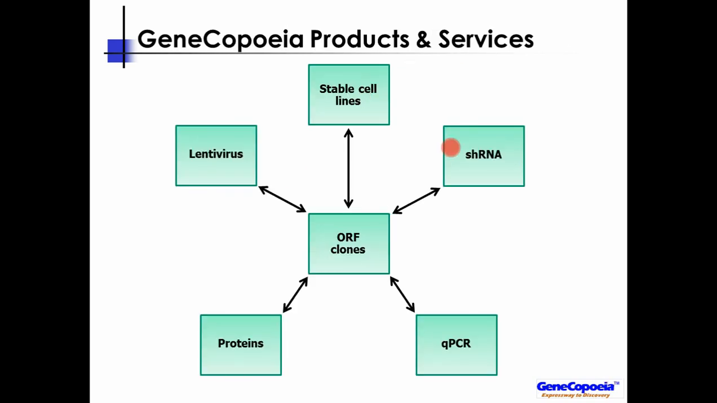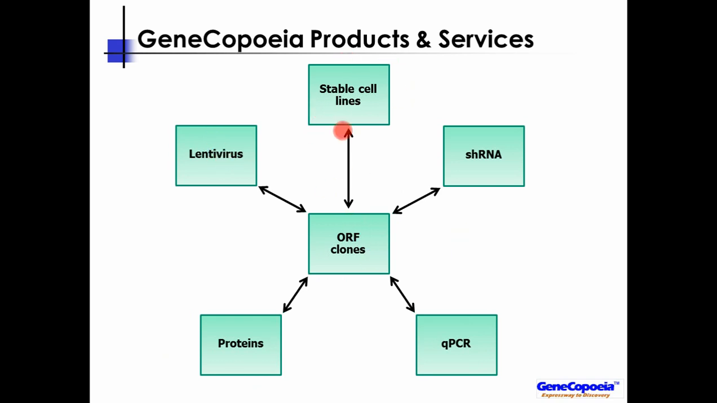Alright, so now I'm near the end of the talk, and I just want to tell you, I talked primarily about ORF clones today, but I also mentioned our other product lines such as lentivirus, stable cell lines, and shRNA. And the reason I'm showing this figure is to show you that these other products are all related in one way or another to our ORF clone product line. Again, you can get ORF clones in either non-viral or lentiviral vectors, and we have packaging kits to help you do an entire experiment with GeneCopoeia clones.